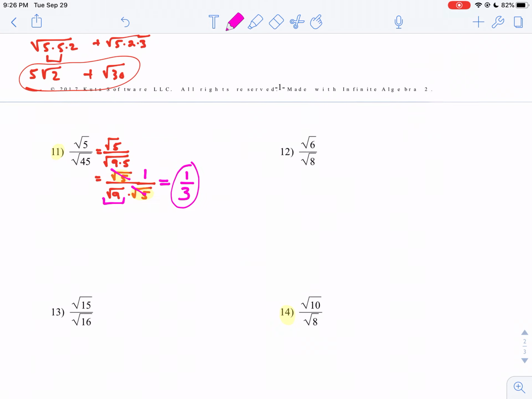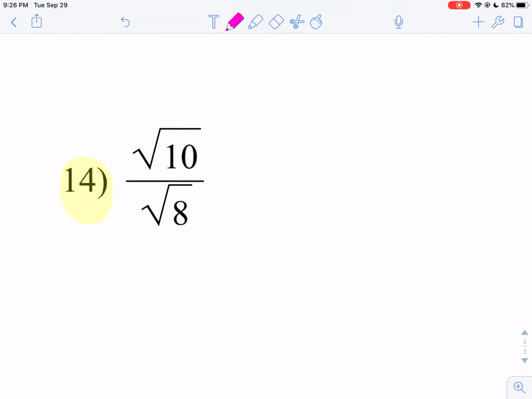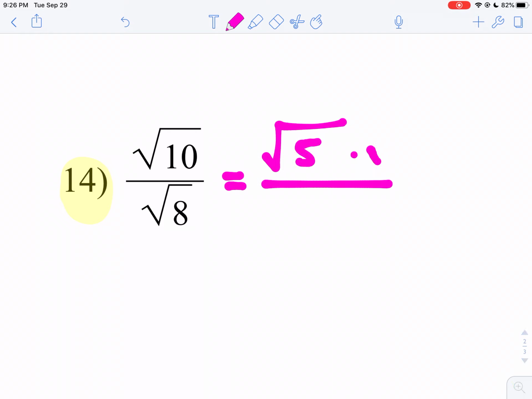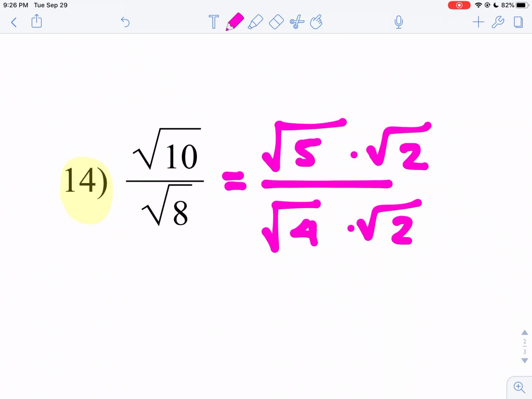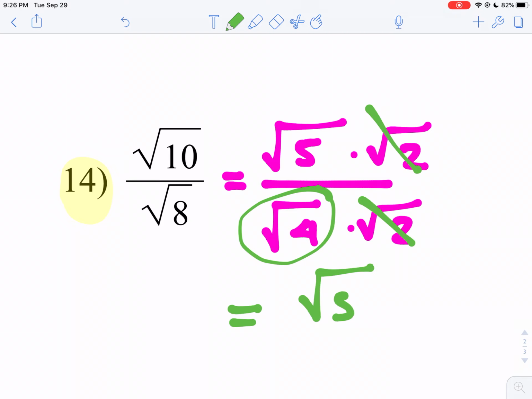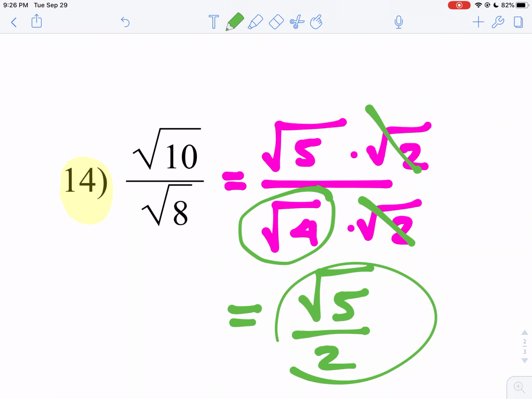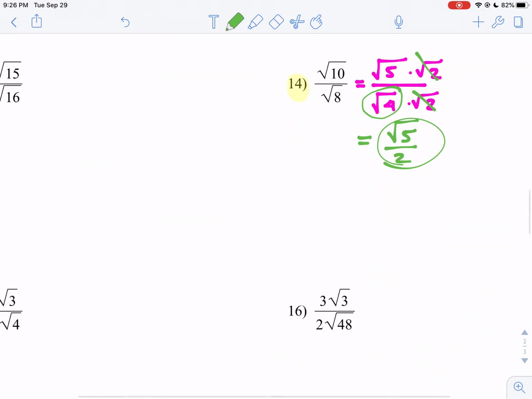All right, here, number 14. Same thing here. What I'm going to do is just rewrite. I'm going to write radical 10 as radical 5 times radical 2. 5 times 2 is 10. Radical 8, I'm going to rewrite as radical 4 times radical 2. Again, same thing on the top, same thing on the bottom, so I can cancel those. And I know that radical 4 is 2. So my answer is radical 5 over 2. All right. One more problem.